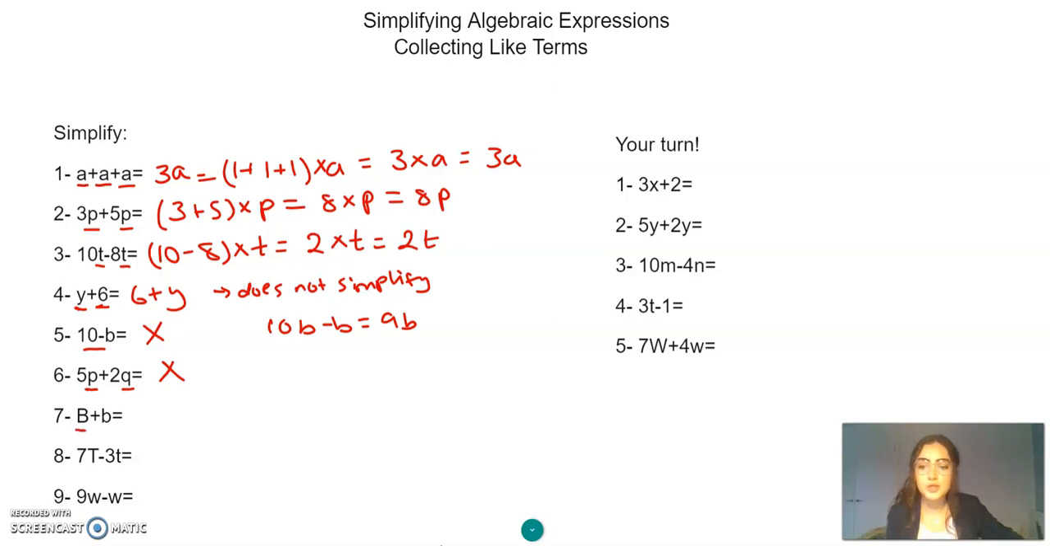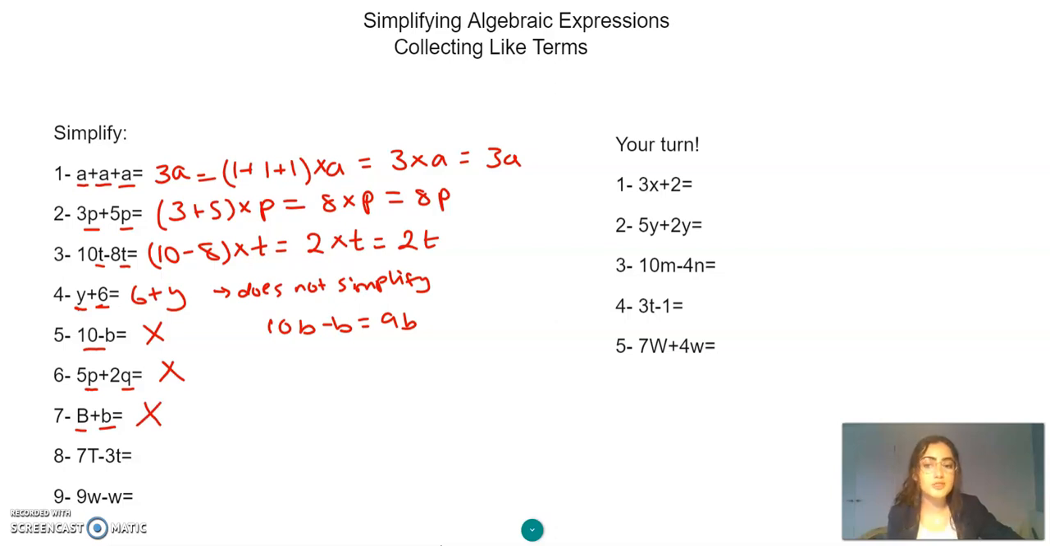So this is a trickier one. We have capital B plus small b. This is tricky because in English, these would be considered the same letter. B is B, right? But in algebra, it makes a big difference whether our B is capital or not, not just B, any letter. Our capital B can represent something completely different to our small b. So these are not like terms.